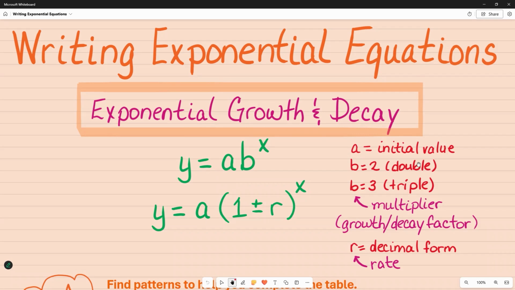If you see the word double, then you're going to replace b with 2. And if you see the word triple, you're going to replace b with 3. Otherwise, this multiplier, which is your b value, is made up of 1 plus or minus your rate. And that rate has to be in decimal form. Usually in a word problem, it's given as a percentage, so you're going to have to convert it. Another way of saying multiplier is growth or decay factor. Not both. It's one or the other.